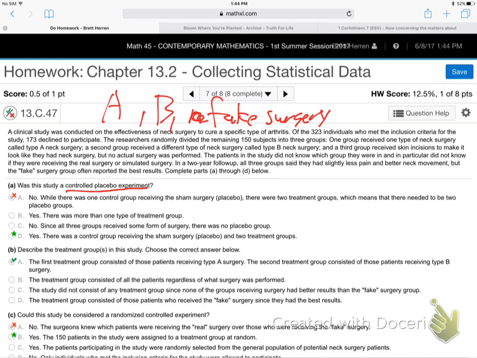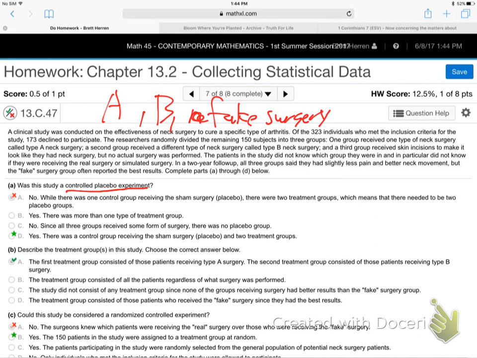Why is it controlled placebo? Are we clear on those terms? There's a control group. Who's the control group? The group receiving the fake surgery, the sham surgery. That's the placebo. Placebo means fake, right? So that's a controlled experiment. They do that so they know it's not just mental, right?